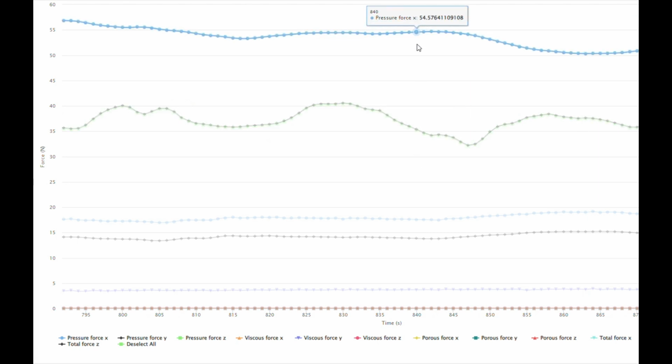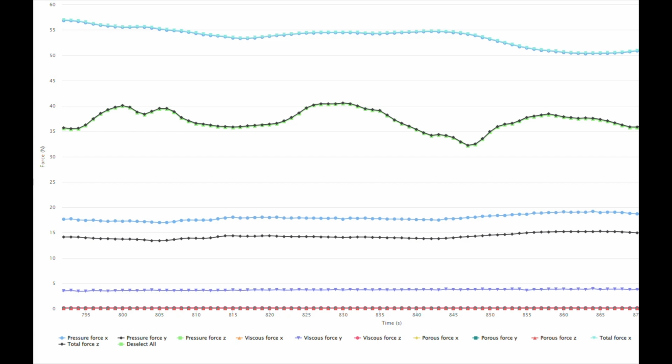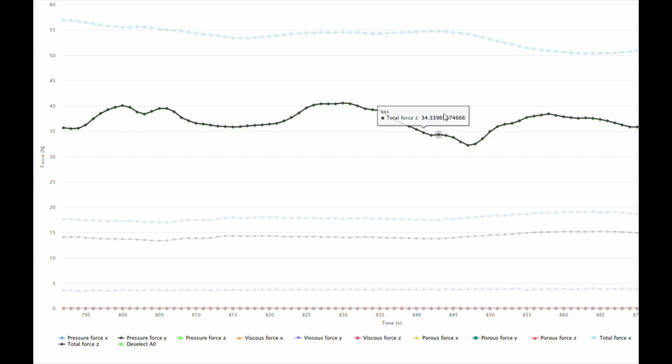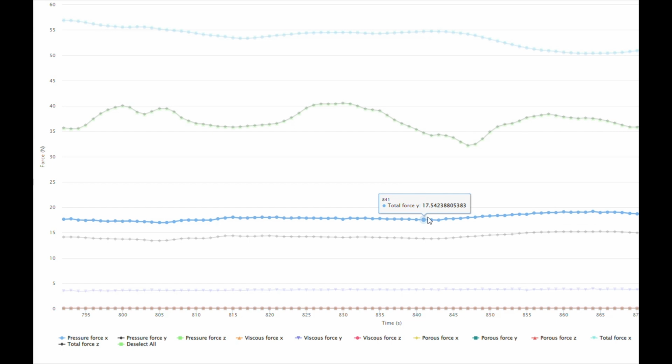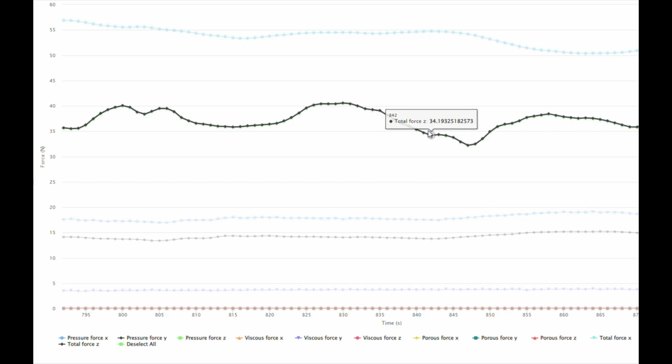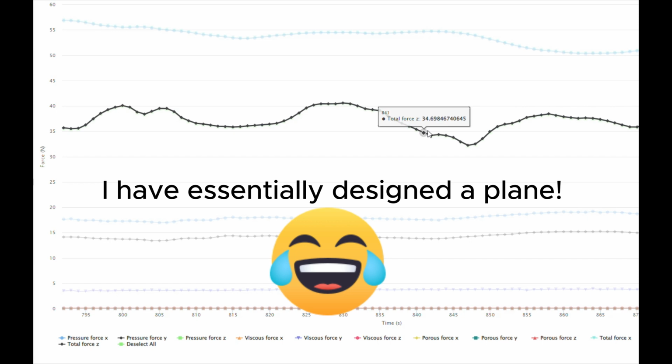So drag force is in the Y direction. I can see that I've managed to keep the drag force down quite low. So 17 newtons, which is equivalent to about 1.7 kilograms. But remember, that's for half the car, so I'd have to double that to give the full amount of drag of the vehicle. Then I've got lift, which is the Z force there, which is 35 newtons, which is actually pretty bad. That's showing that the car's going to be close to taking off at the speed that I'm looking at.